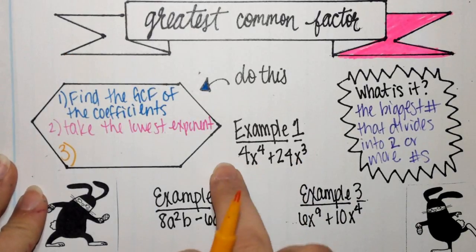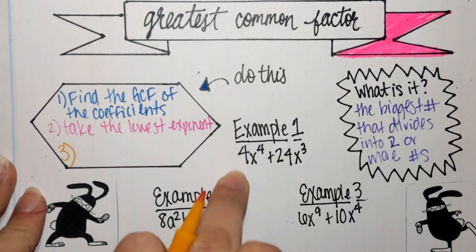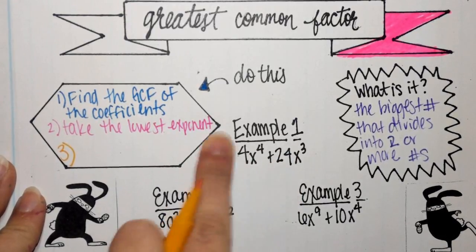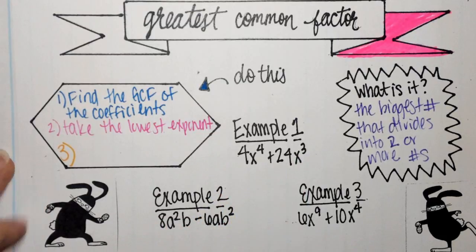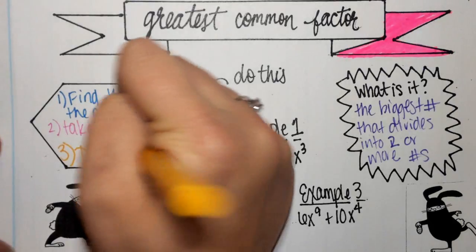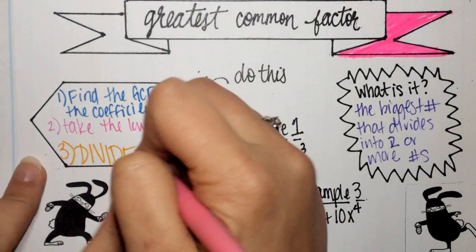After you find the greatest common factor, what's the greatest common factor of the coefficients? 4. And what's the smallest exponent? 3. So after you find that, you divide. Now, when we divide like bases with exponents, what do we do to those exponents? We subtract them. So let's write: subtract the exponents.